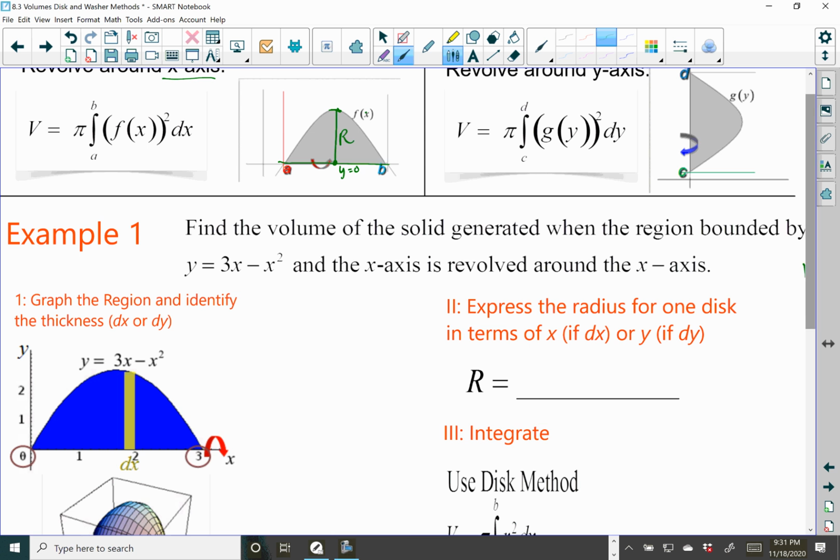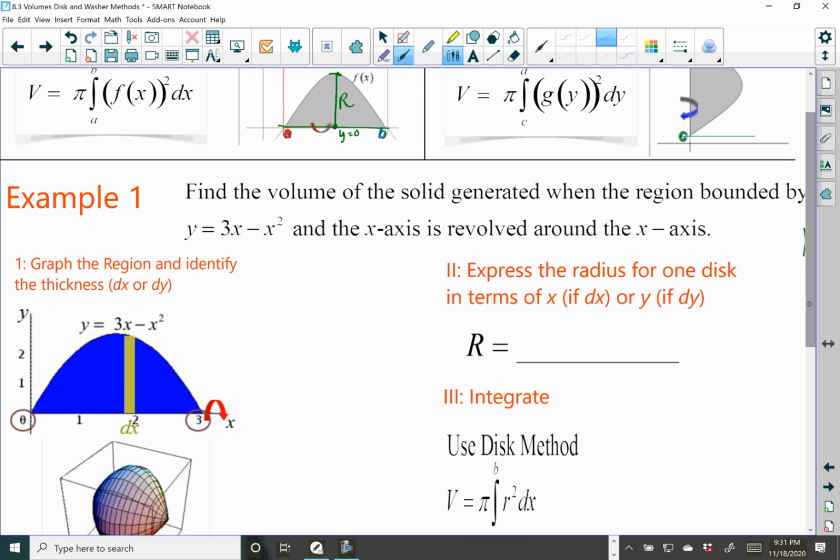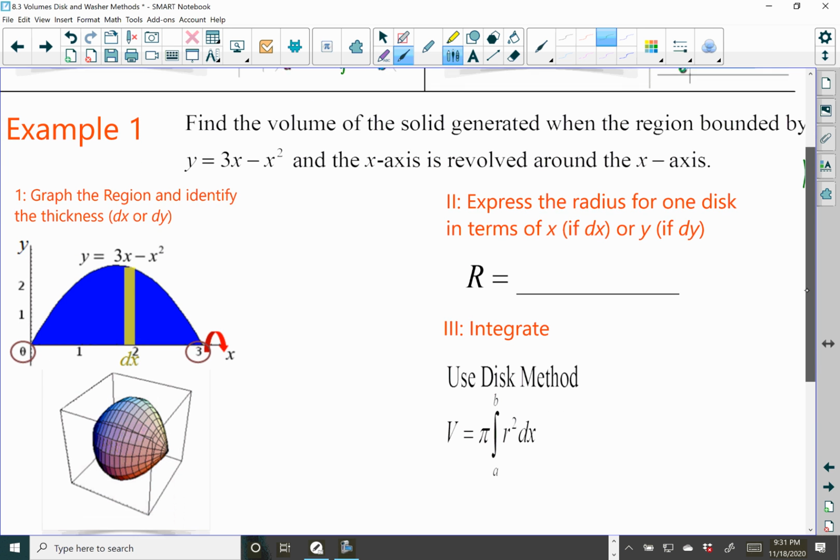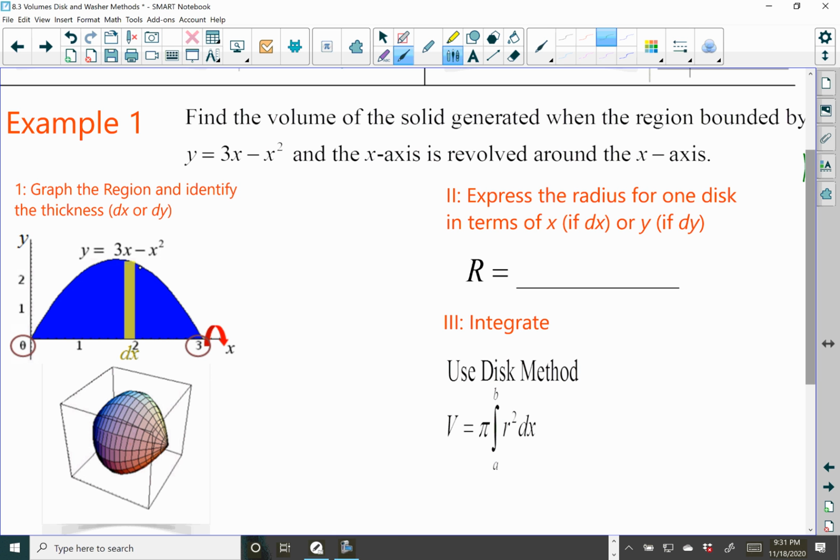Example 1 says, find the volume of a solid generated when the region bounded by y equals 3x minus x squared and the x-axis is revolved about the x-axis. So we've got it graphed. I know this is my representative rectangle, which really generates a disk for me of that thickness. It gets a little interesting trying to draw them in here, but this would be the thickness of my circle. That is really not very circular, but that'll work.